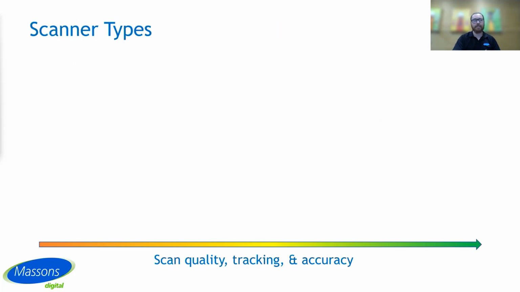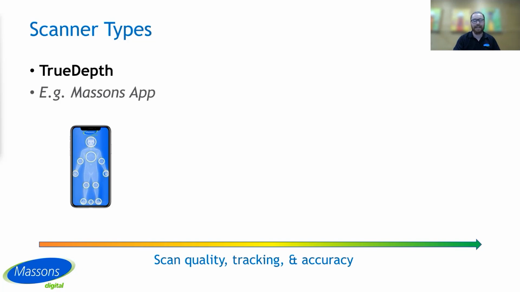So on that, we're going to break down three types of scanner that improve in quality, tracking, and accuracy as we go up the line. So at the most baseline level, we've got true depth scanners, which are also just known as phone scanners. And in our case, it would be through the Massons app. And so these are using the lenses on the camera that are used to match your face to log in to take a 3D scan.